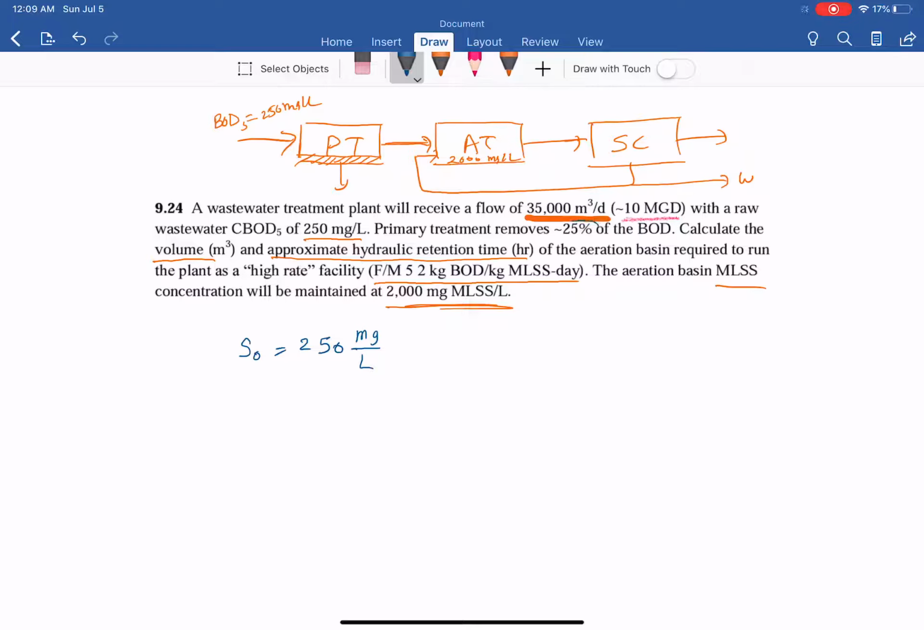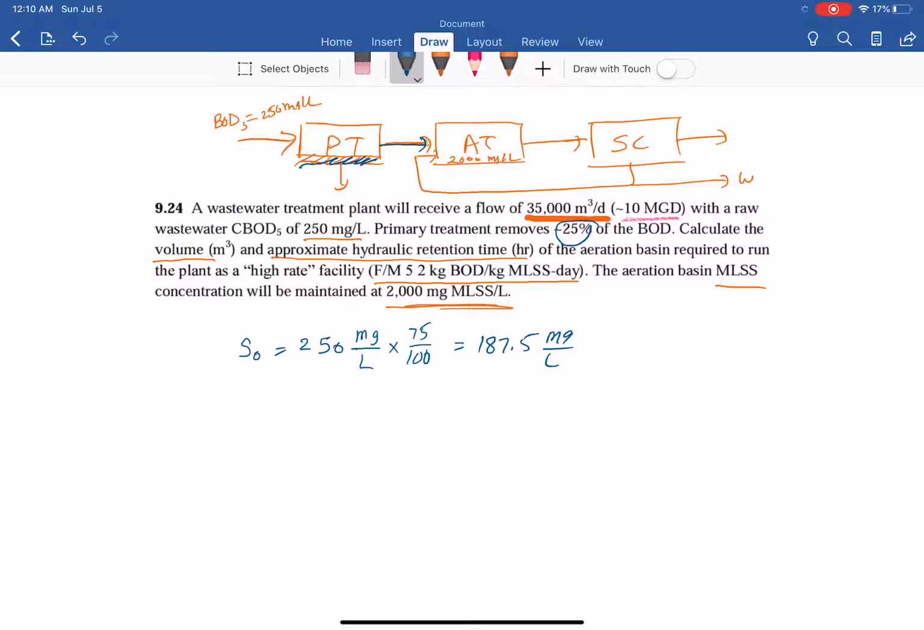If 25% is leaving in the sludge, what is coming here? 75%. So this is times 75%, which gives 0.75. On the calculator, 75 over 100 times 250, and that is 187.5 milligrams per liter entering the aeration tank. So this is the BOD entering the aeration tank.